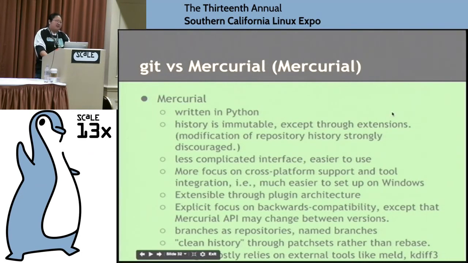Mercurial, I feel, was really written with the user in mind. It was designed to be user-friendly. It was designed to be cross-platform. It was designed to be easy to extend, and it was designed to be backwards compatible. And they really tried to make it so that even if you upgraded Mercurial, you could still use it with the old repositories. And you might not think this is very significant, but you have to consider that any distributed version control system can consist of two parts. You have the server and you have the client.